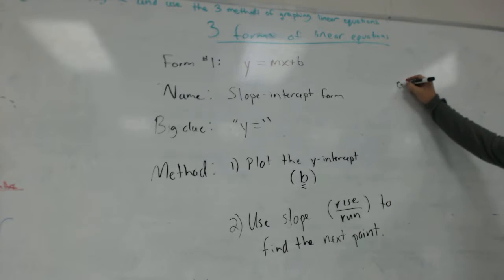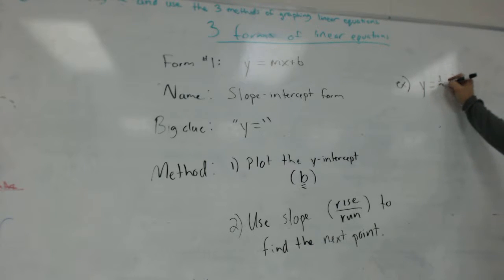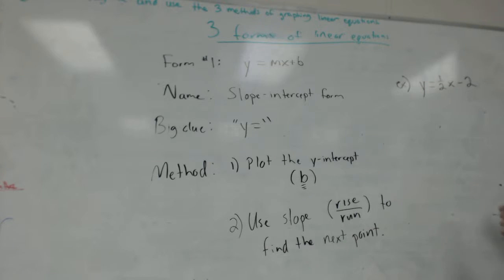Okay, example. Y equals 1/2 x minus 2. Is this slope-intercept form? Yes. What gives it away? Y equals. Yeah, the y equals is a huge giveaway here. Okay? And then when we look over at this side, we have something x, something else.